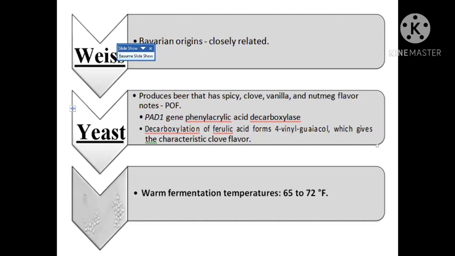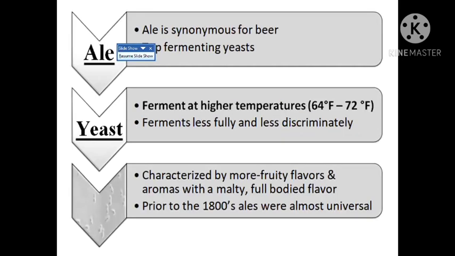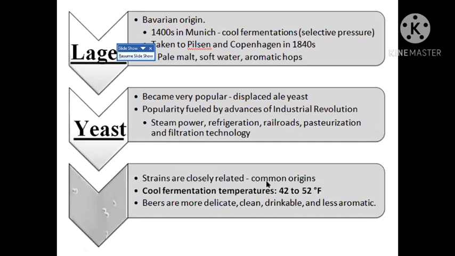Moving towards the next slide, this is the lager. Lager originated in the 1400s in Munich, with cool fermentation and selective pressure, taken to Pilsen and Copenhagen in the 1840s. Pale malt.